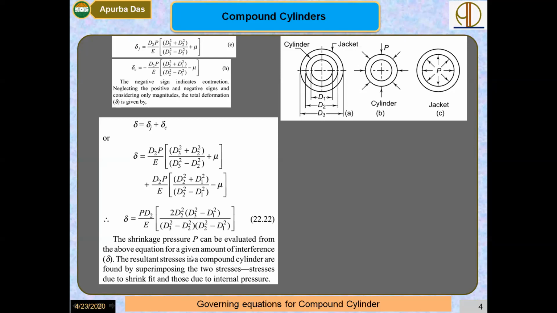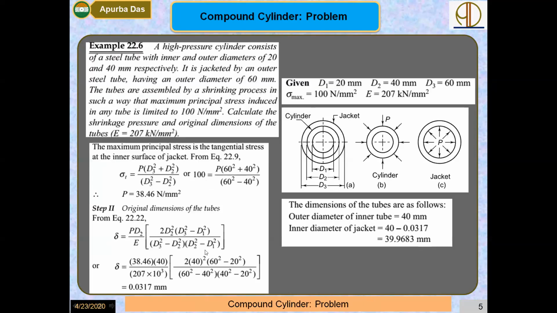Based on these, if we want to solve one problem, we can see that a high pressure cylinder consists of a steel tube with inner and outer diameters of 20 and 40 millimeter respectively. It is jacketed by an outer steel tube having outer diameter 60. So d3 is 60.